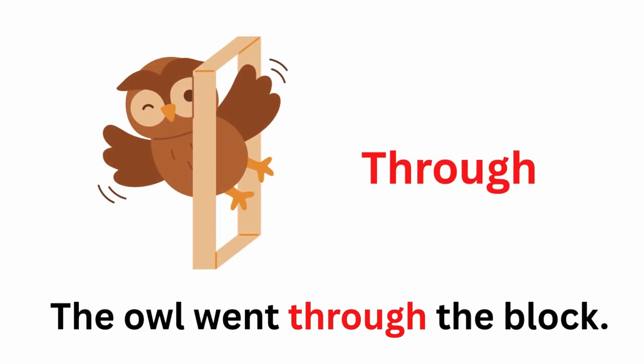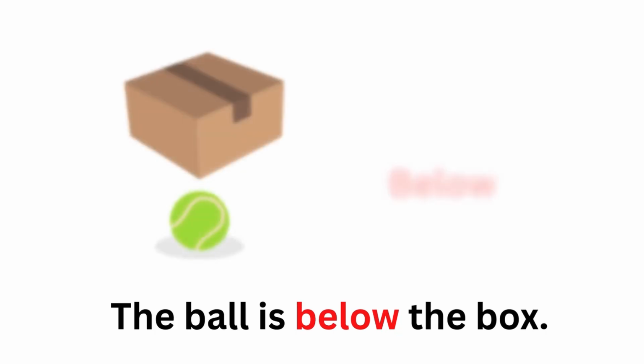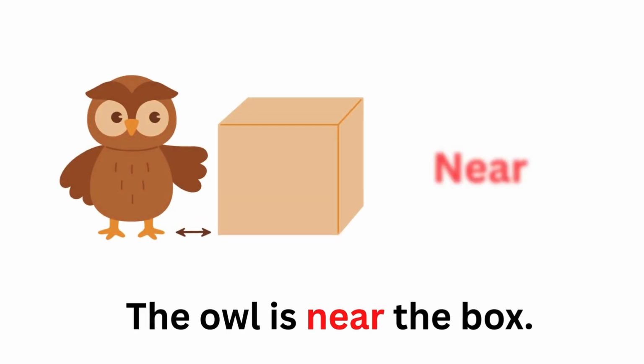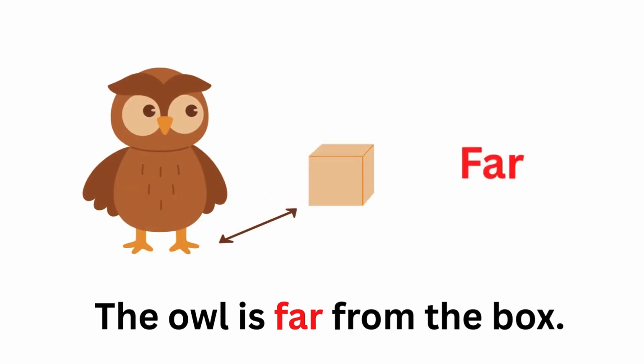Through. The owl went through the block. Below. The ball is below the box. Near. The owl is near the box. Far. The owl is far from the box.